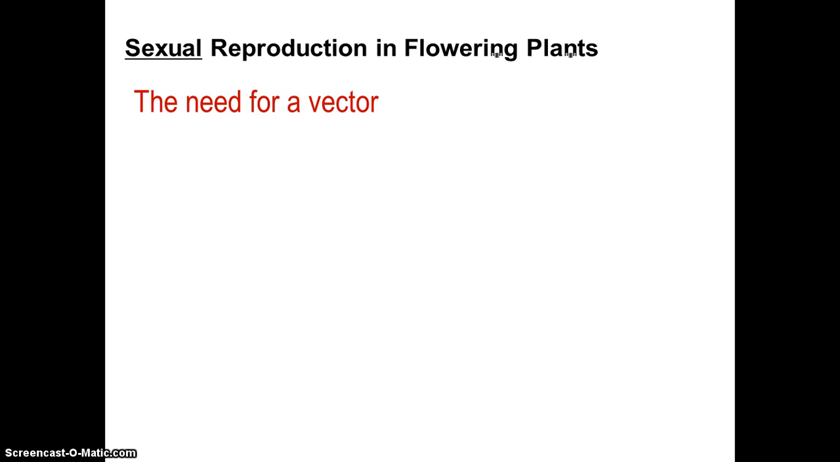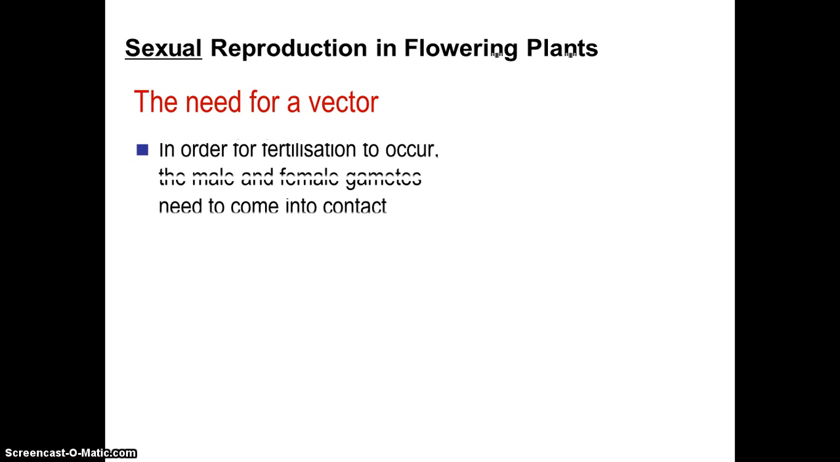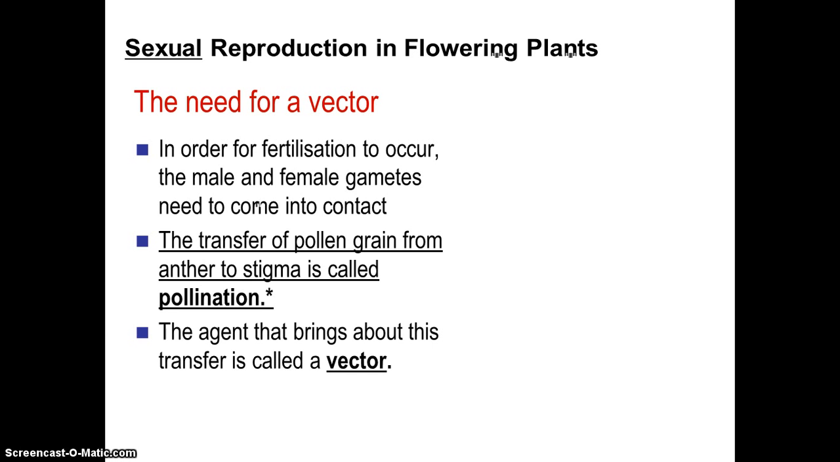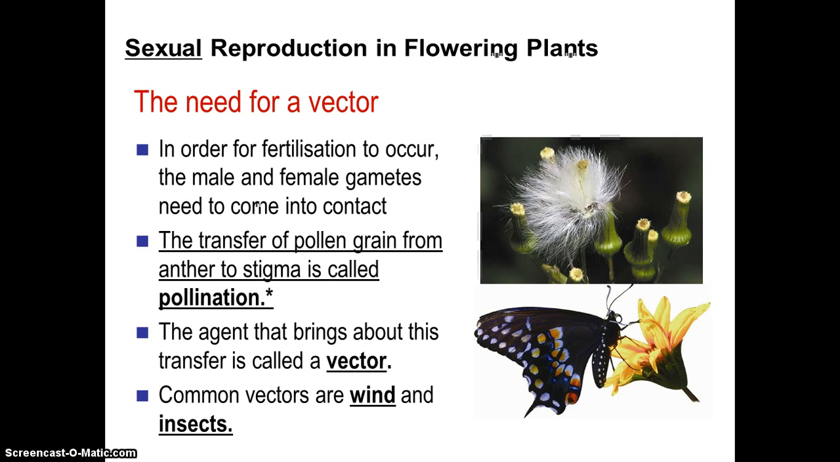What is the purpose of pollination? In order for fertilization to occur, the male and the female gametes need to come into contact. In flowers, the transfer of the pollen grains, which contain the male gametes, from the anther to the stigma is called pollination. The agent that brings about this transfer is what we call a vector. It can be insects, it can be wind.